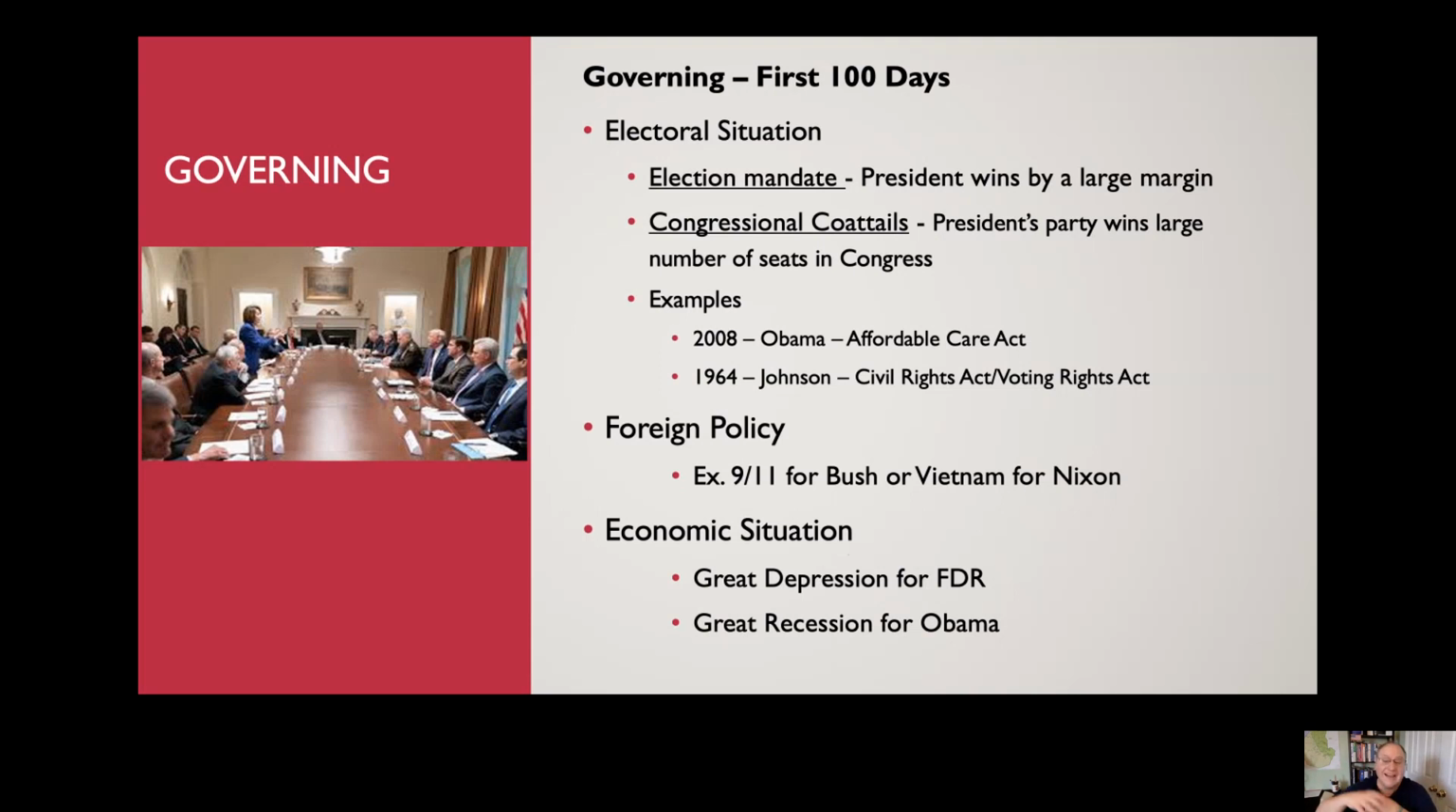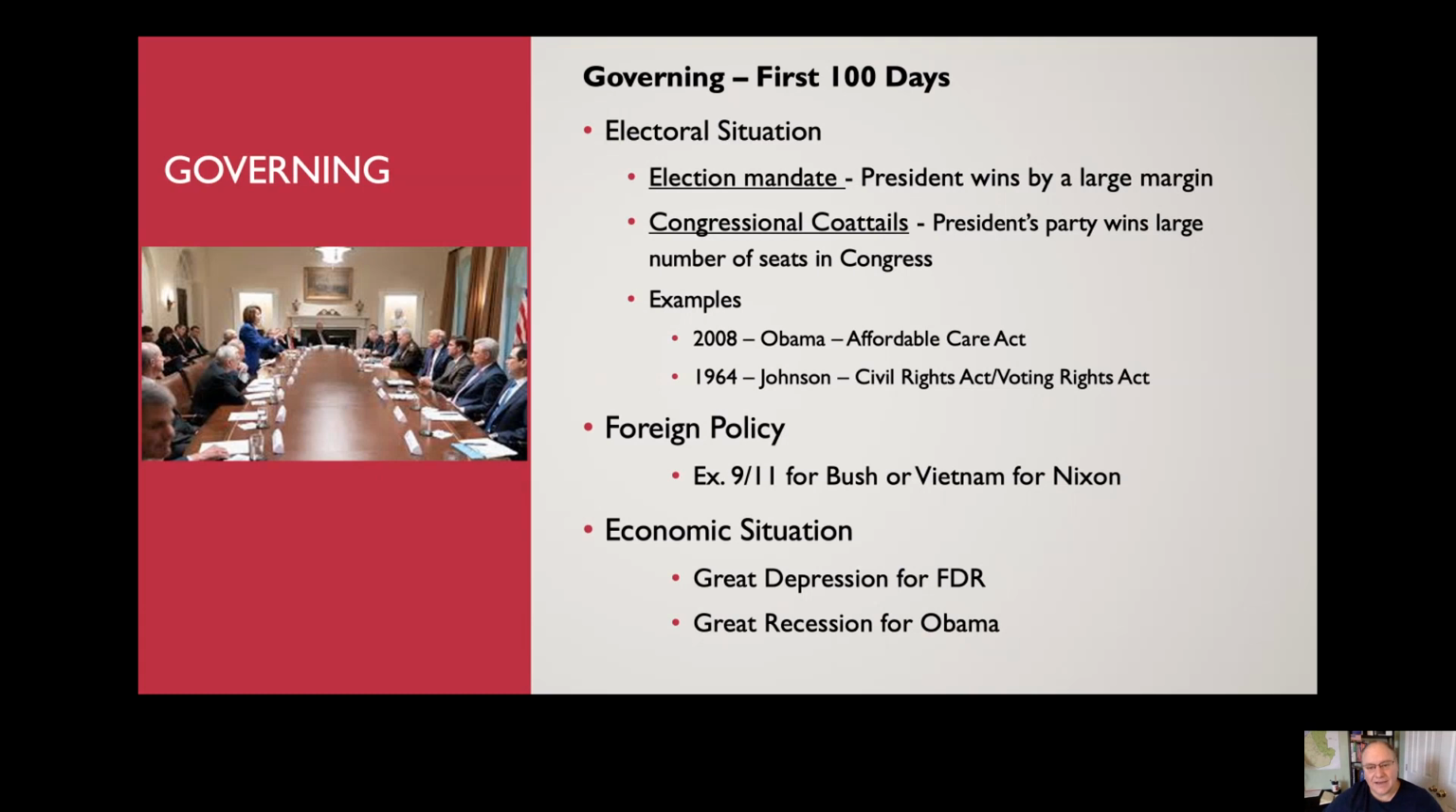Some examples of this, some would say that 2008 wasn't a wide margin, but it was the largest of the really modern presidencies, since the Reagan one that was a real blowout. Obama had a comfortable margin, and that gave them the confidence to push forward with what some would believe is radical, but a dramatic change in our healthcare system called the Affordable Care Act, or Obamacare.